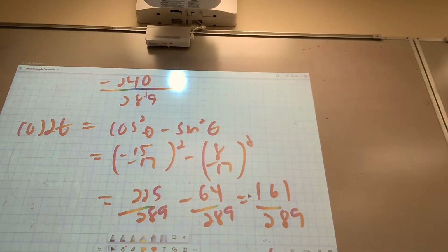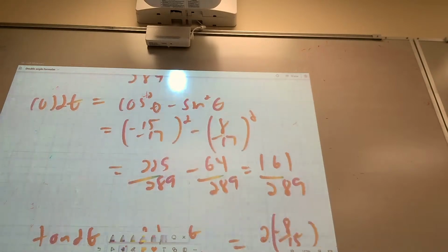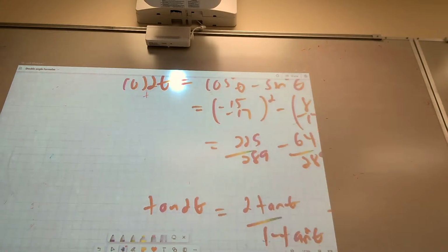So you're doing tan 2 theta. You want us to reduce? Well, you're going to have to get your common denominator, right? It doesn't reduce once you cancel your common denominator.